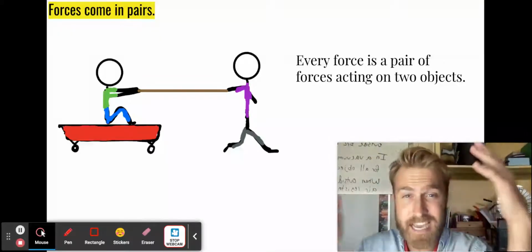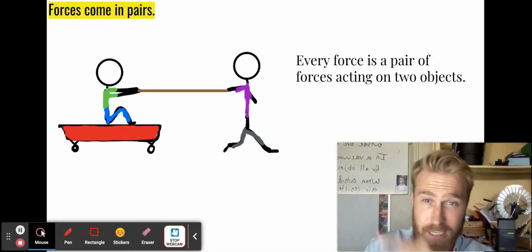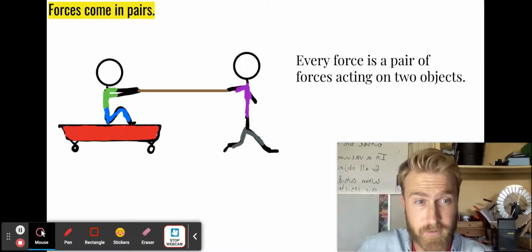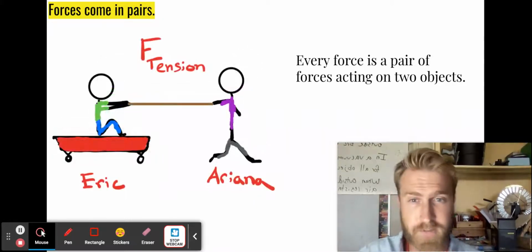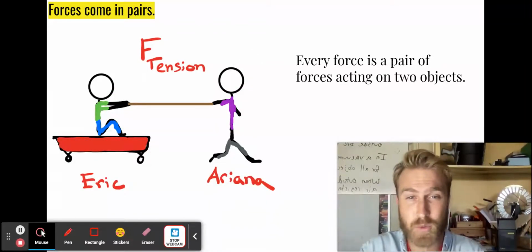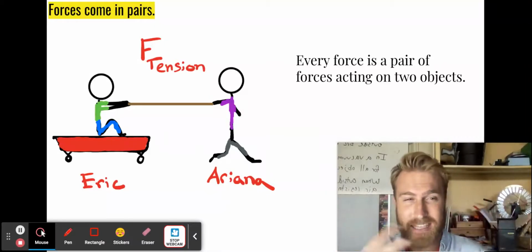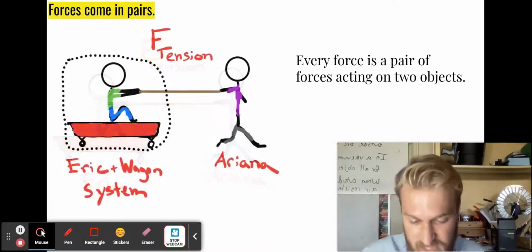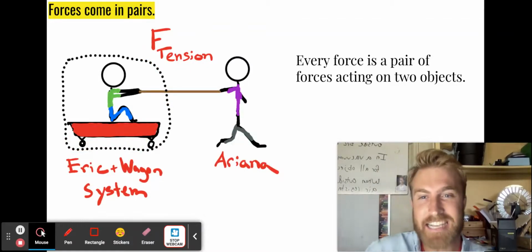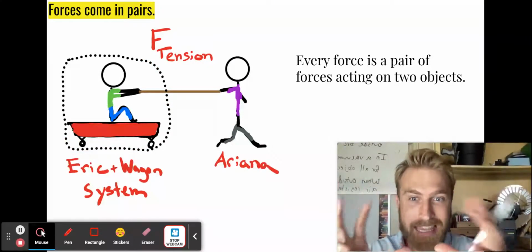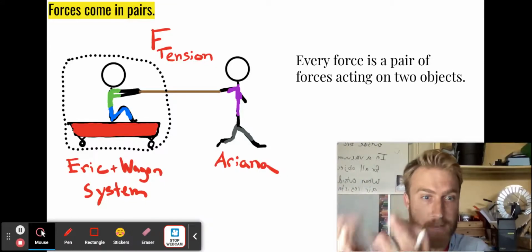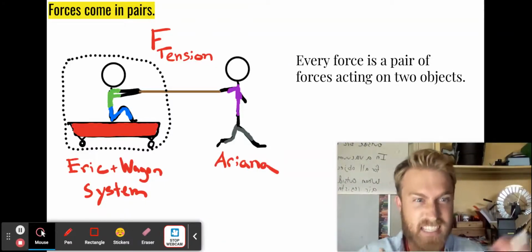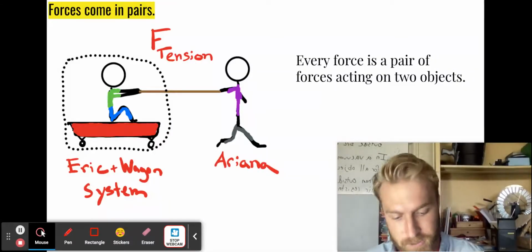So what is the type of force occurring here, where we have this person on a wagon being pulled by someone using a rope? What force is that? That's the force of tension, and that's acting between Eric and Ariana. But let's be a little bit more physicsy and let's identify the system. Let's call that the force of tension that's acting between the Eric and wagon system, because those objects are going to be moving together, and Ariana.